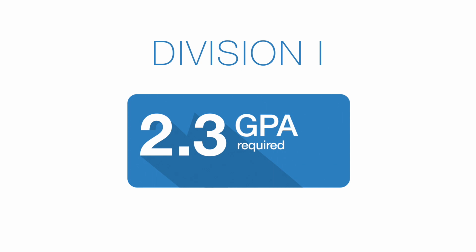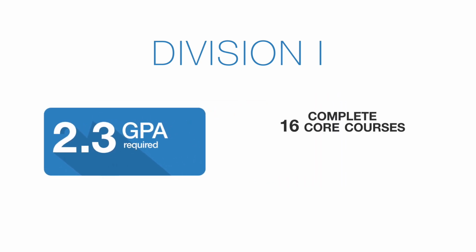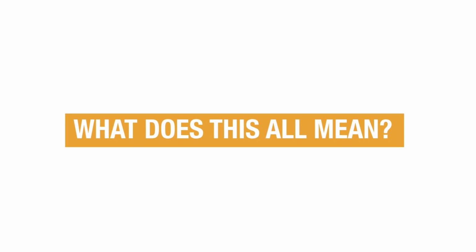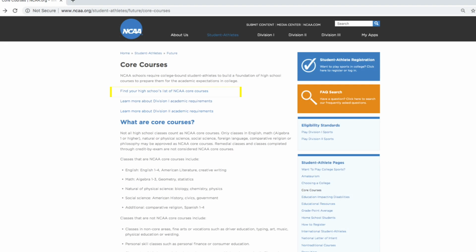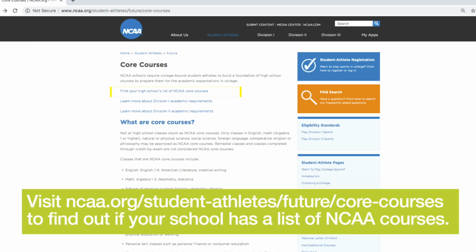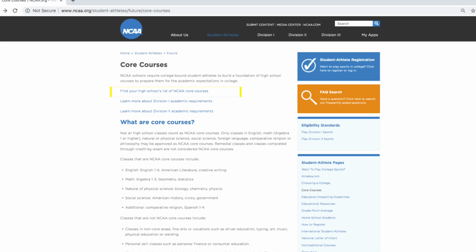For Division I schools, you must achieve a 2.3 GPA, complete 16 core courses, and earn an SAT or ACT sum score that matches your core course GPA. So what does all this mean? Let's take a look. Check to see if the high school you attend has a list of NCAA courses. No core course list means courses taken from that school will not count for NCAA eligibility. If your school does not have a list, you risk being ineligible to play in college.